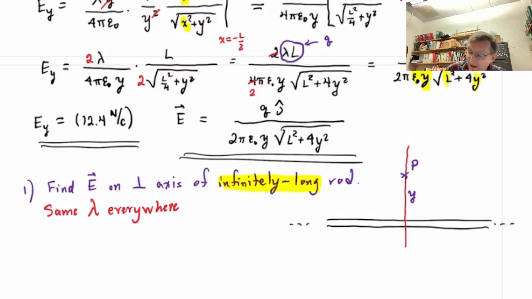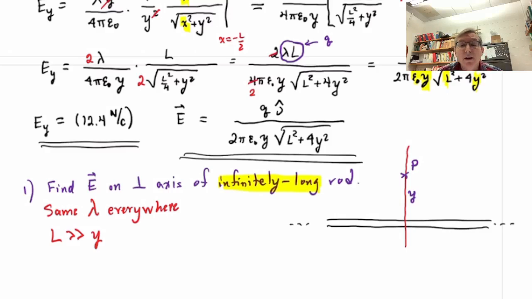If the rod is infinitely long, that means the L value is essentially going to infinity. Now, if it still bothers you to think about an infinitely long rod, no problem. Let's just imagine that the rod is very, very, very, very long, but not infinite. Finite length, but very long. Then it's still a valid thing to say that the L value is much larger than the y value.